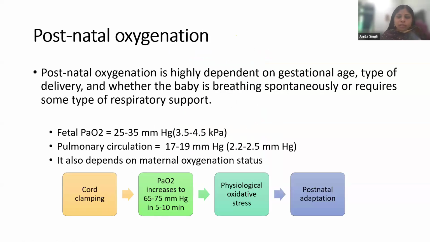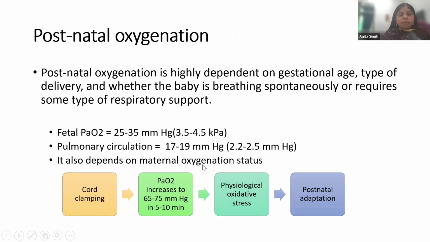So the postnatal oxygenation is highly dependent on the gestational age, type of delivery, and whether the baby is breathing spontaneously or requiring some respiratory support. The physiological fetal PaO2 is very low, around 25 to 35. In the pulmonary circulation, the oxygen level is 17 to 19, and it also depends on the maternal oxygenation level.